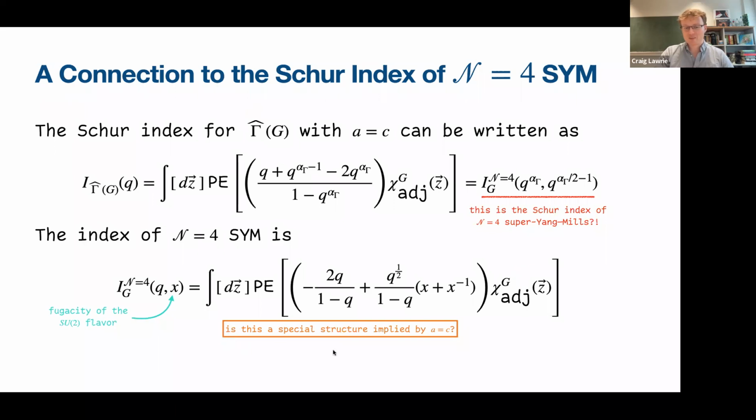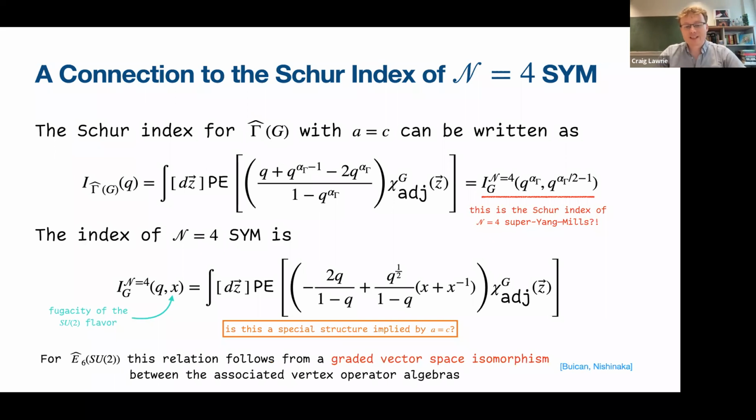So why is this happening? Is this maybe a special structure that's implied by the fact that the central charges are equal? I actually don't have an answer for why this happens, but there is an answer in one case, which is if you consider the E6 hat SU2 theory. This was studied in great detail by Buikan and Nishinaka in a paper from, I think, a couple of years ago. And they showed that there exists a graded vector space isomorphism between the vertex operator algebras associated to SU2 n equals 4 Mills and this theory E6 hat SU2. Okay, so that's one interesting observation about the Schur index.